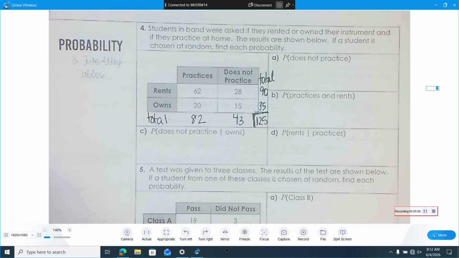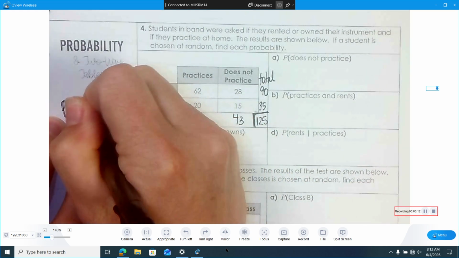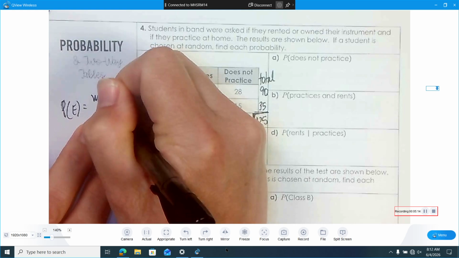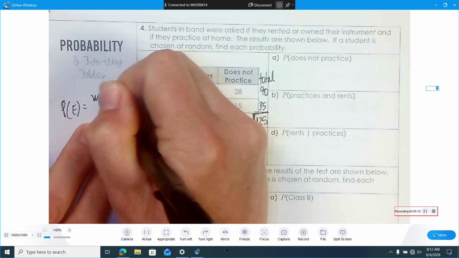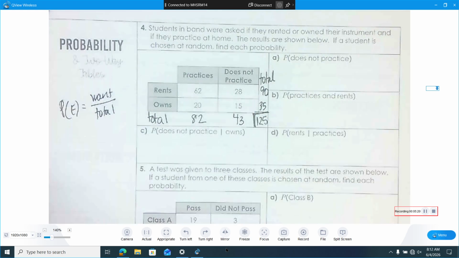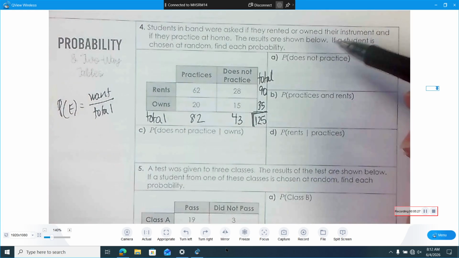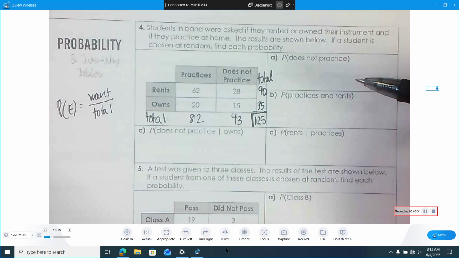It's really a good idea to have a total, because if we want to do probability, remember, probability of some event is what we want over the total possibilities that we have. What we want over the total. So students in band were asked if they rented or owned their instrument and if they practiced at home, which I think is a very interesting question.